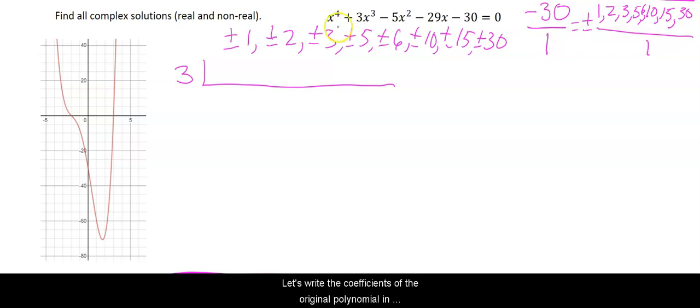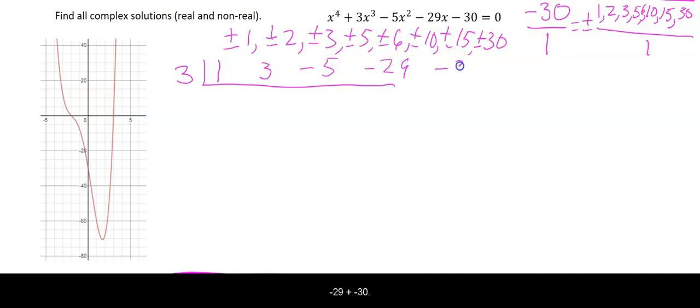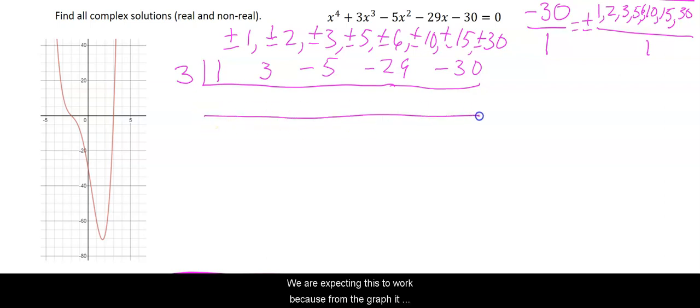Let's write the coefficients of the original polynomial in descending order: 1, 3, negative 5, negative 29, and negative 30. Again, on the test, I will tell you which one I want you to try so that you will not have to check through a list of 16 different numbers or more. We're expecting this to work because from the graph, it does appear that it cuts exactly through the corner at 3, 0. Dropping through, I get a 1.